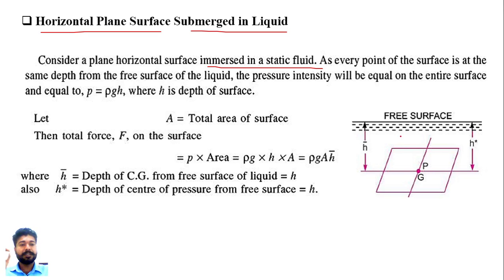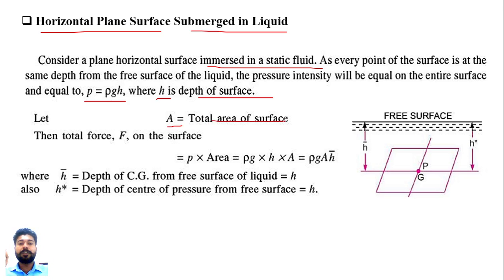The pressure which is applied on this surface by this static fluid will be equally distributed on the surface, and the value of pressure P equals rho g h, where h is the depth of the surface, that is, the height of your surface from the free surface of the liquid, denoted by h.